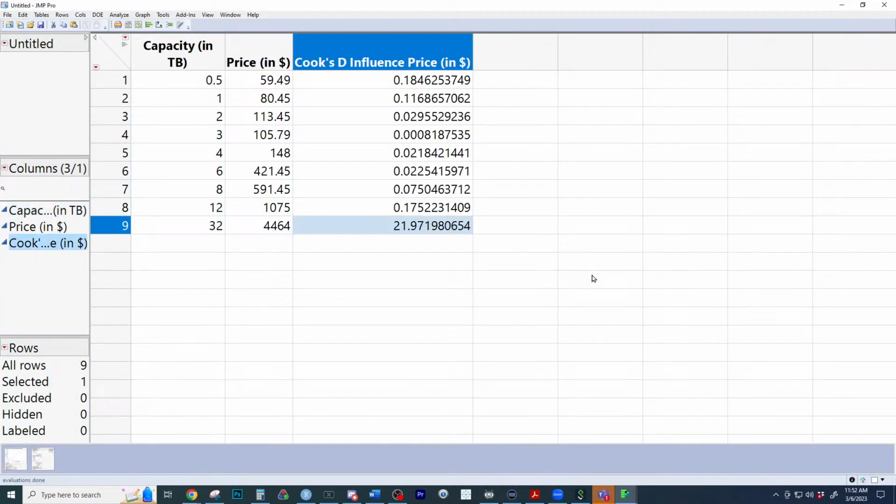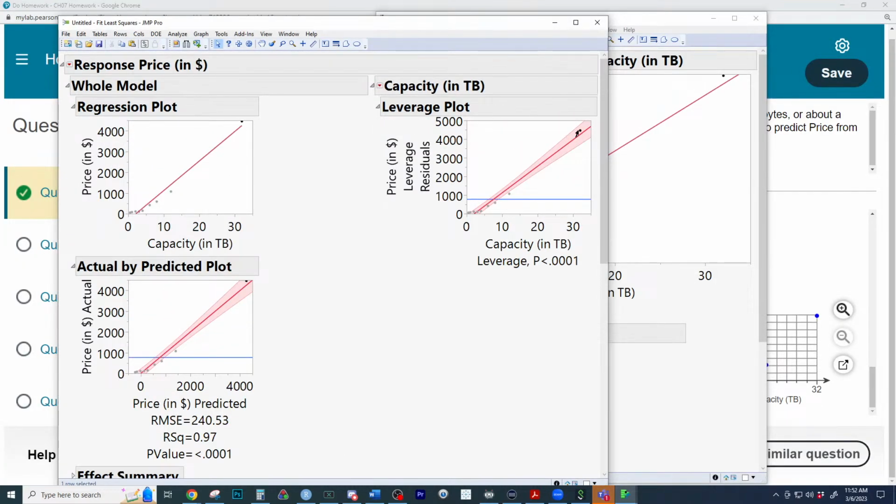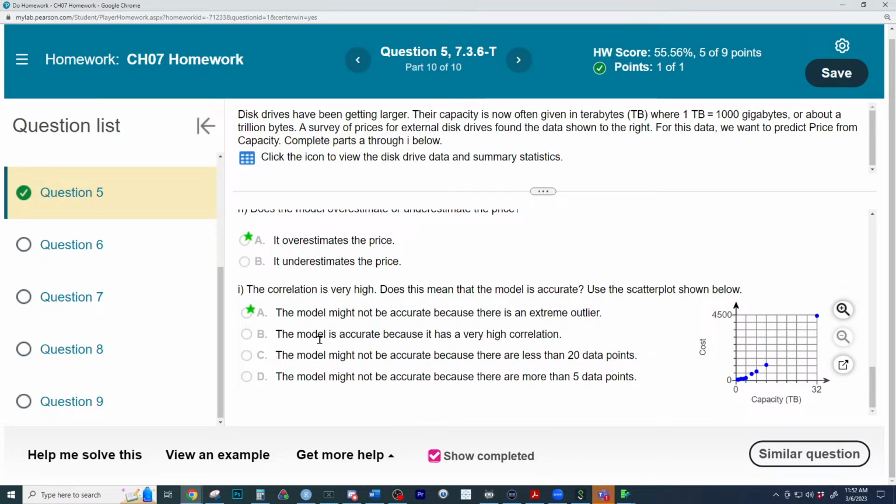Ooh, yeah, that point has crazy influence. Yeah, of course, because it's got ridiculous leverage. That point has way too much influence. You don't have to know Cook's D, but that point right there has way too much influence on the model, and that'd be a big, big problem for us. So overall, that point, as extreme as it is, is probably causing a lot of issues and massively affecting the model. And so that's what they're getting at in the end.